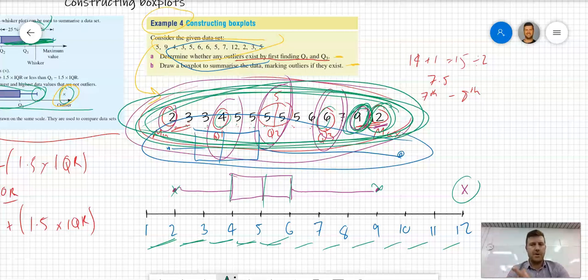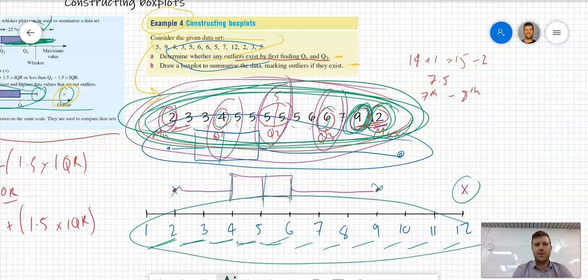First thing, just remember, write down your data, smallest to largest, in order. Then work out your 5-figure summary. Determine if there are any outliers. Once you've done that, you can draw your scale up and then put in the box plot over the top.